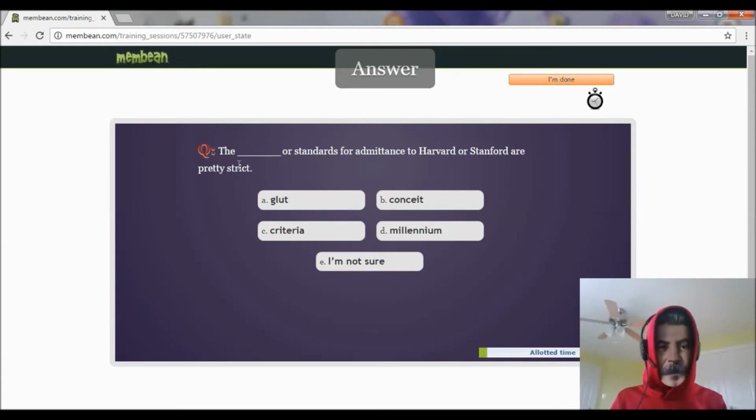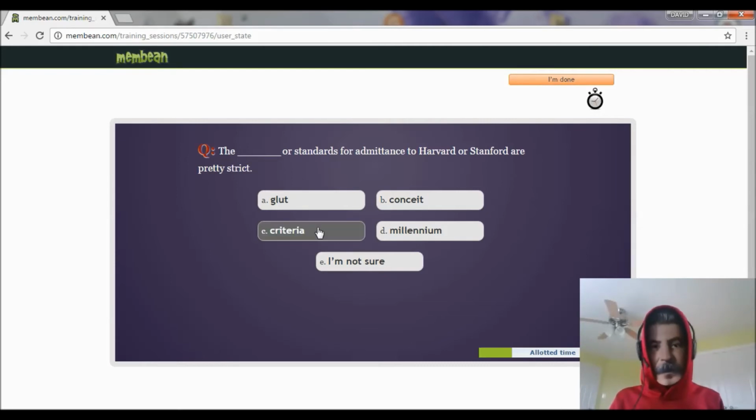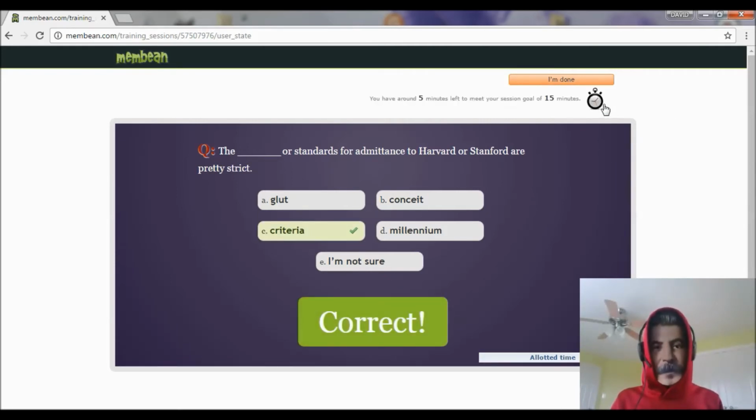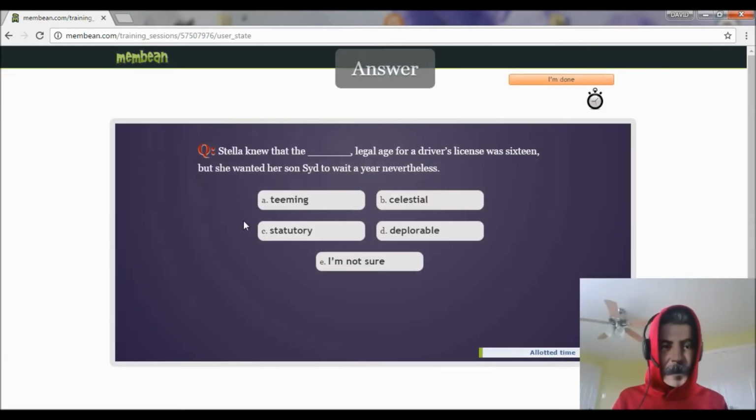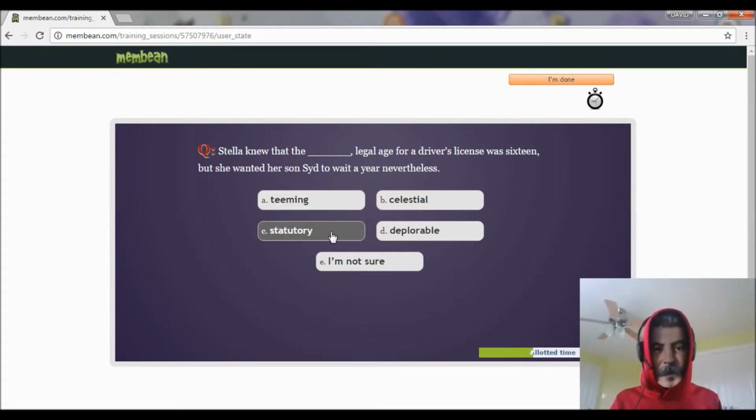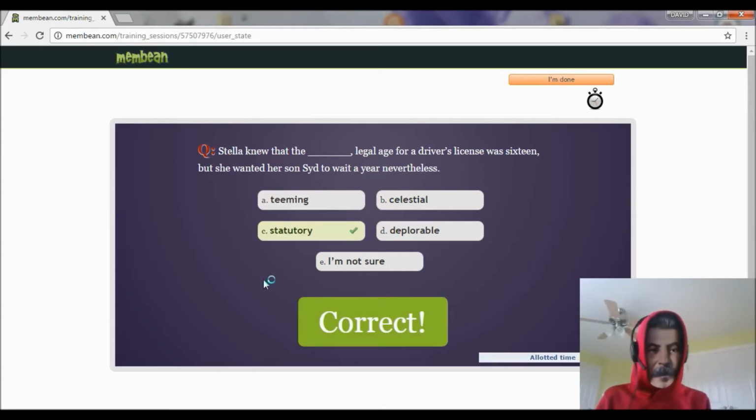There we go. The blank standards for admittance to Harvard are pretty strict. The criteria. Five minutes left to go. Stella knew that the blank legal age for a driver's license was 16, while she wanted her son Sid to wait a year nevertheless. Statutory.